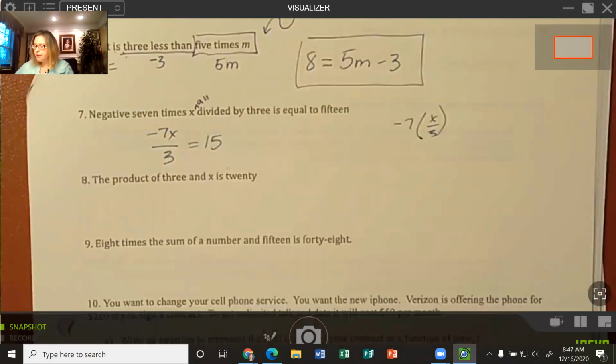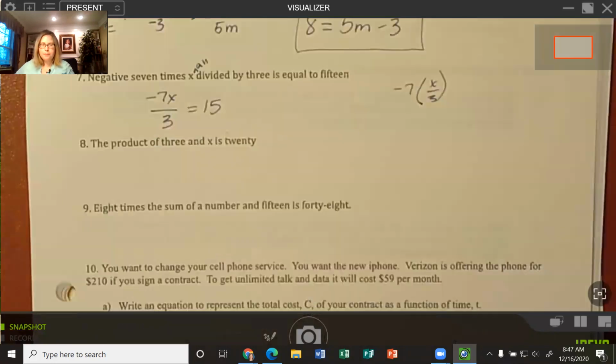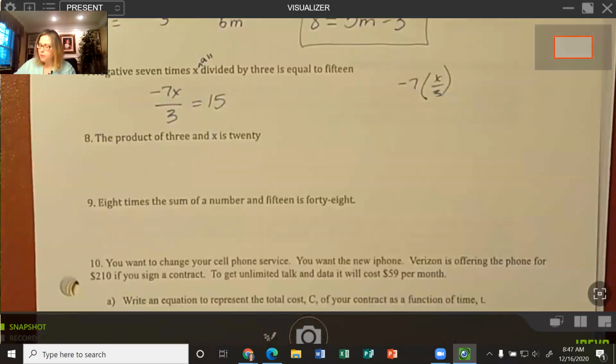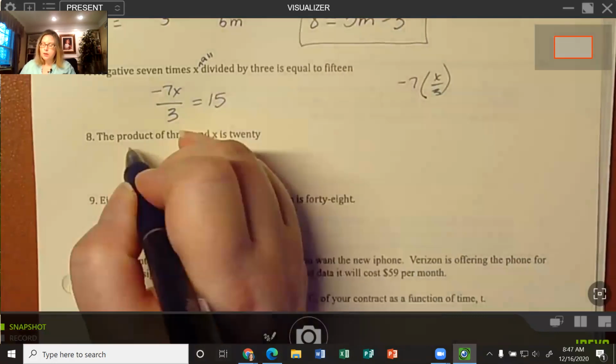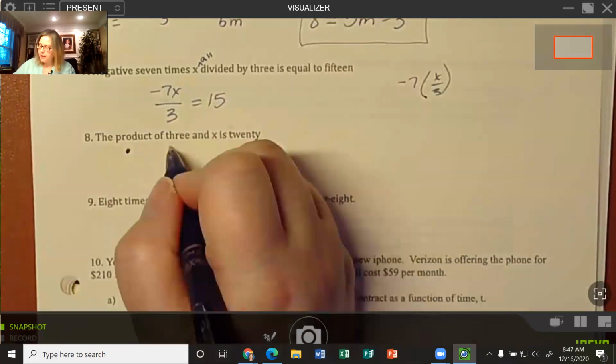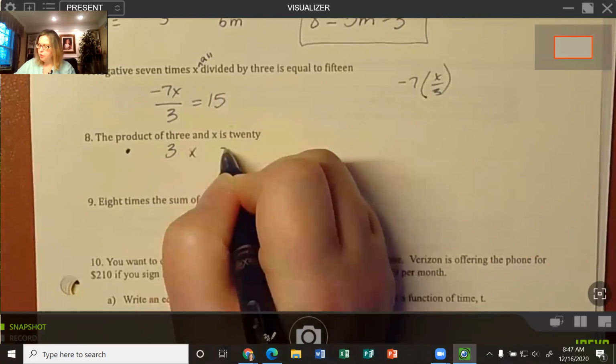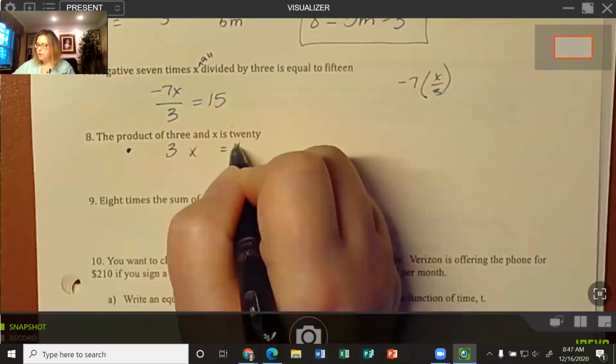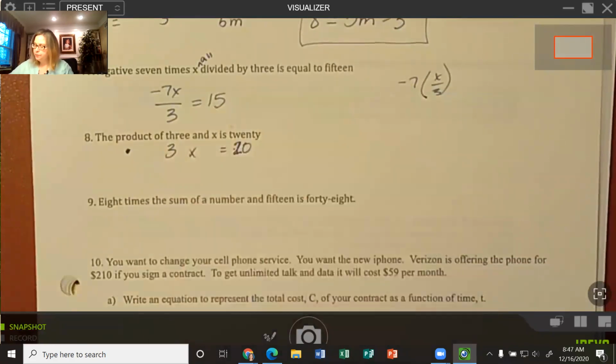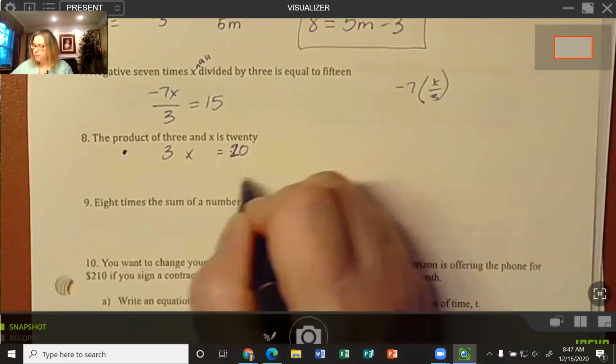The product of 3 and x is 20. Okay, so product tells us that we are multiplying. So we're multiplying 3 by x, and we get a product of 20. So 3x equals 20. I'll write that a little neater just below.